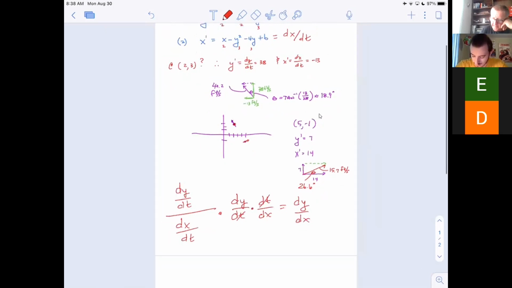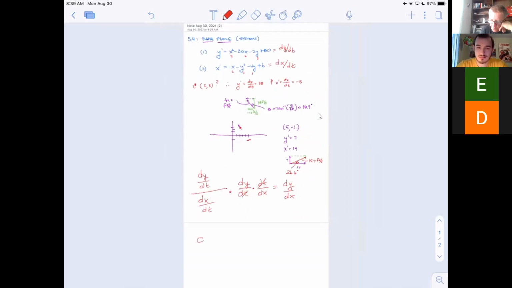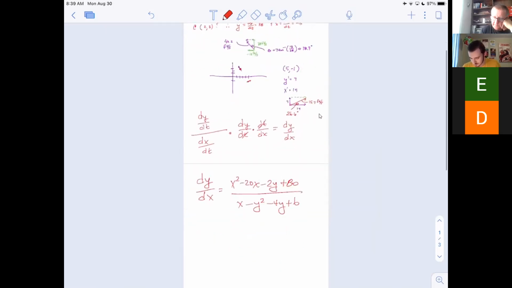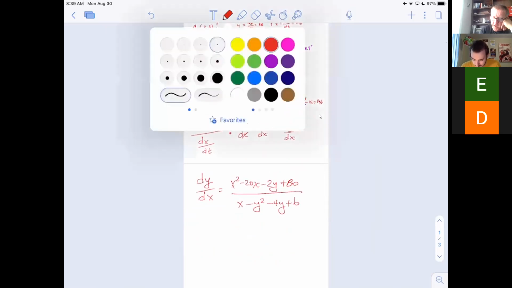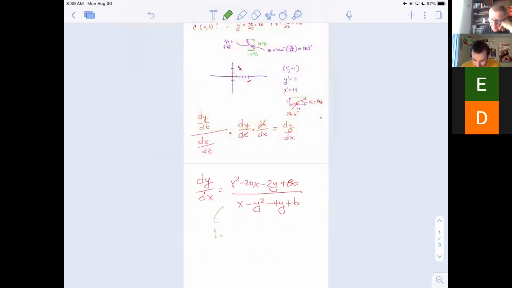So if I chose to divide these two, then I would basically say that dy dx is equal to those two equations divided by each other. The y equation, x squared minus 20x minus 2y plus 80, divided by the x prime equation, which was x minus y squared minus 4y plus 6. And this is what we did clear back in chapter, I don't know, like 1.2 or something like that. In other words, that's what y prime used to be when y prime meant dy dx.